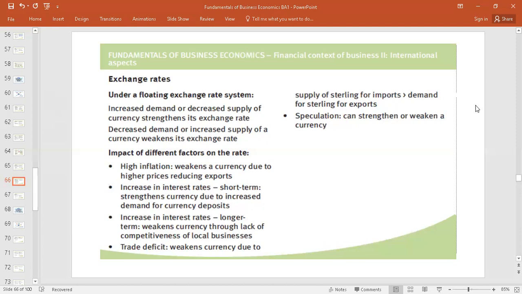Now, the impact of different factors on the rate. We see high inflation is one thing, where the prices are rising. High inflation weakens the currency due to higher prices reducing exports. So in case of inflation, the prices are rising, and it will have an impact on the exports, thus reducing them.